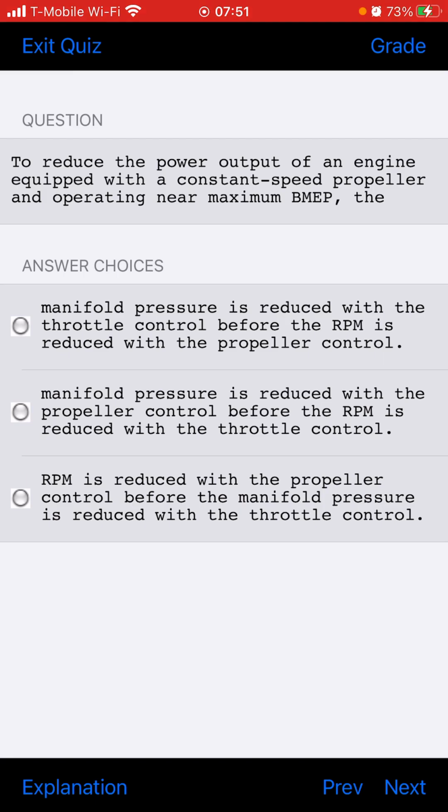What is the purpose of the crankshaft dynamic damper? To reduce engine vibration.